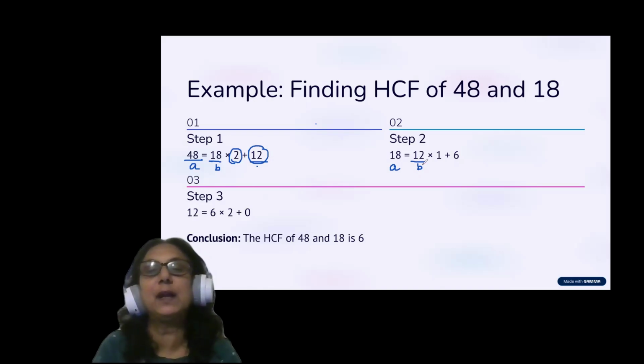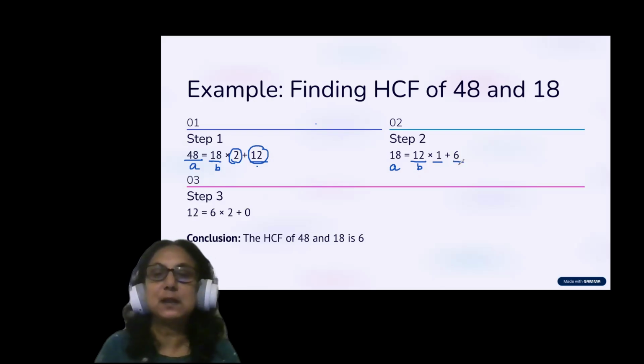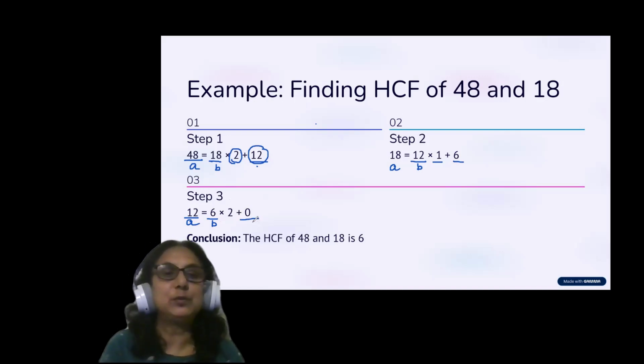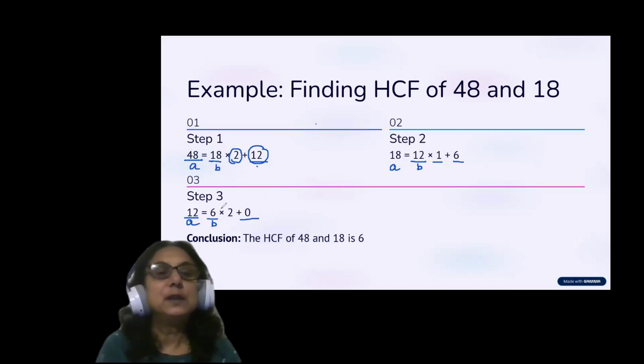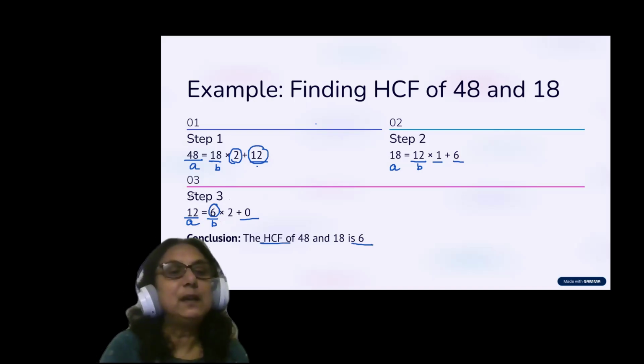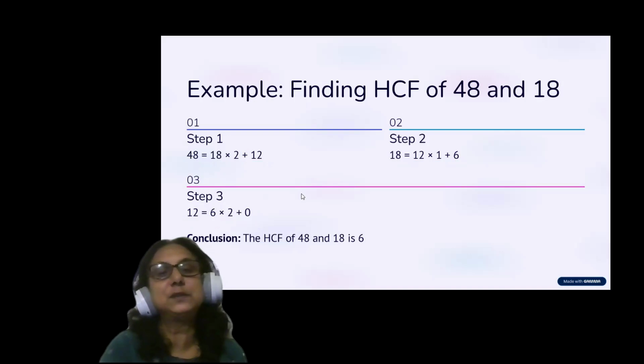Now how many groups of 12 can we make in 18? That is 1, and the remainder is 6. Again we make this 6 the divisor and 12 the dividend. In this way, we interchange the divisor and dividend until the remainder comes to 0. When the remainder is 0, the divisor 6 is our HCF. In this way, we can find the HCF easily using Euclid's division lemma.